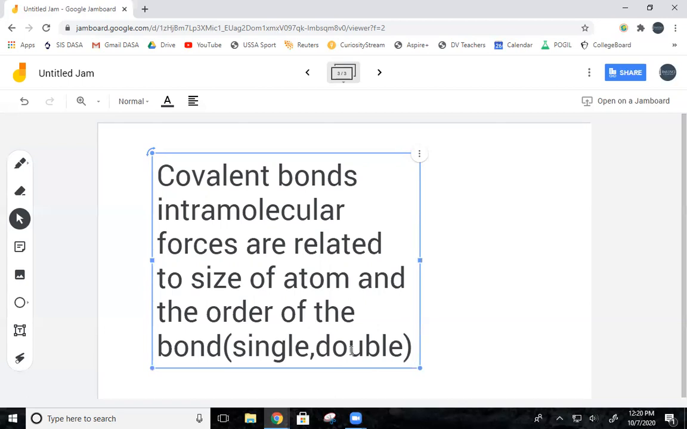And so remember, a single covalent bond means that they are sharing one electron. One electron is going back and forth between the two atoms. A double is 2 electrons going back and forth, and a triple is 3 electrons going back and forth. Do we see how that works? Yeah?